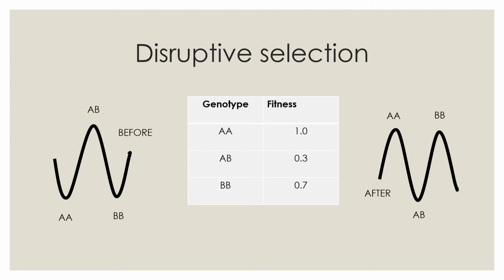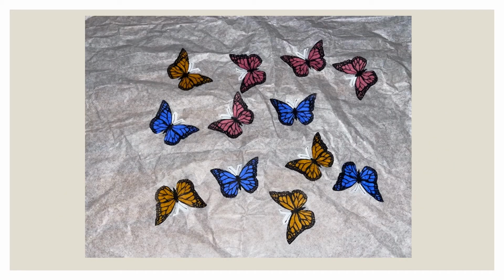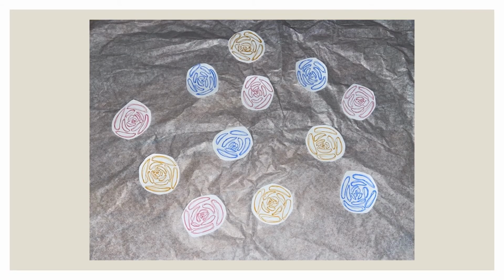And you can see in the graphs, on the left, that's before this selection, and you have a higher population of AB genotypes, and then after we're going to have a lower population of AB genotypes, and I'll show you how this is possible. Here's our population of butterflies, and let's say that butterflies use flowers to camouflage themselves from predators. Here are our flowers with coordinating colors to the butterflies.